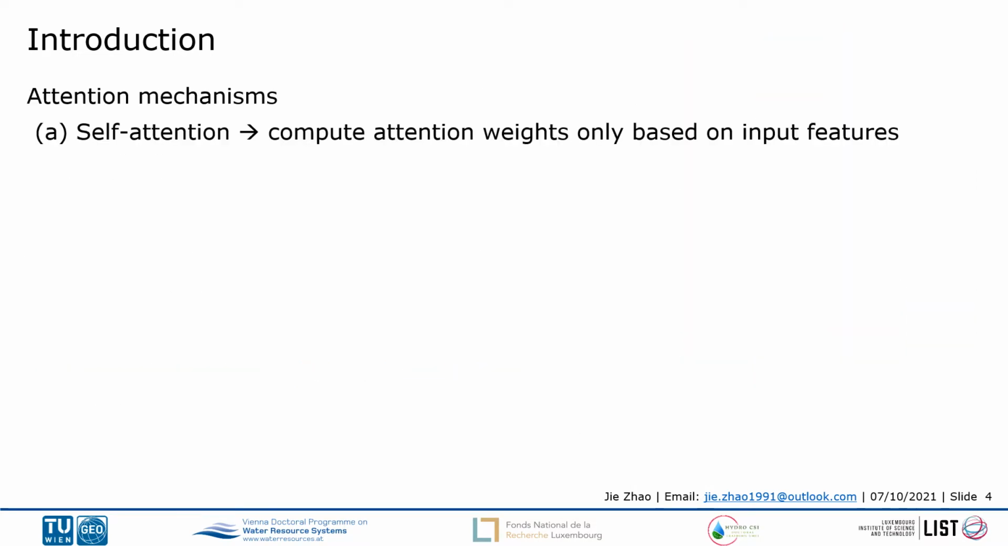And in the deep learning field, since supervised deep learning requires a large amount of training data, which is not available in reality, the attention mechanism has been proposed in order to help the model select the robust features, and it can be divided into 2 categories. The first one is the self-attention module, which means that the self-attention is able to compute the attention weights only based on the input features.